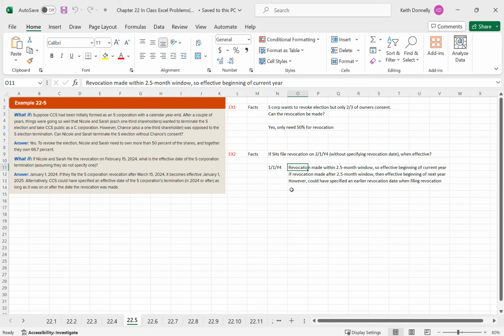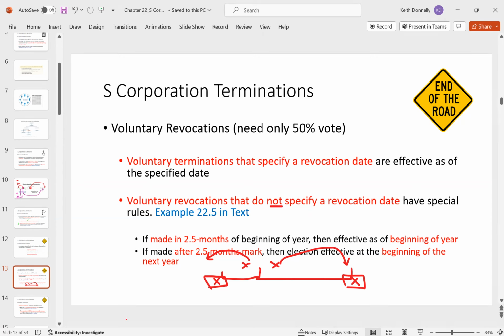But the big thing here is that 2.5 month window. That comes into play not only in forming the S Corp, when it's effective, but it also comes into play when you terminate the S Corp status and you do not specify a revocation date.